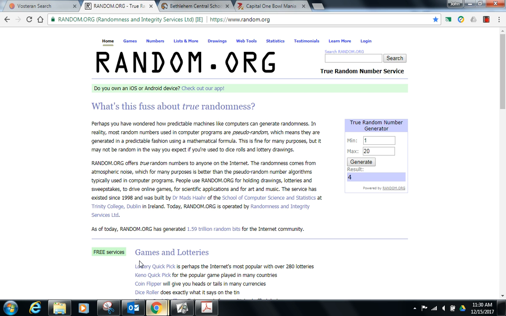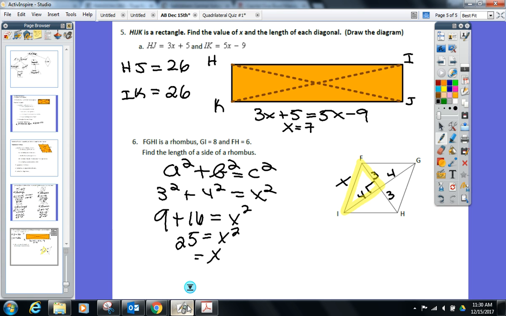Okay, 1 side length turns out to be, what do we have? 5. If I gave you a second part to this problem that said, what's the perimeter of the rhombus? If one side is 5, what's the perimeter? 20. All sides are equal, so all 4 sides would have been 5, adds up to 20.